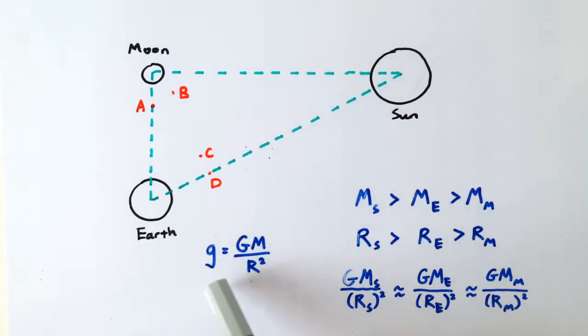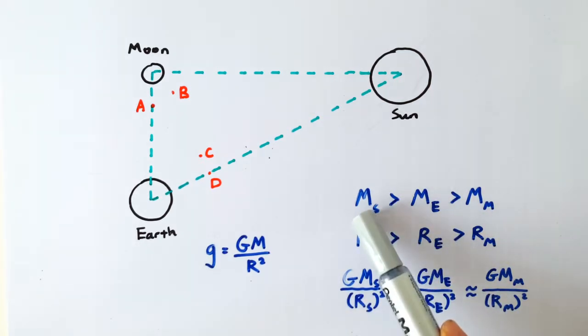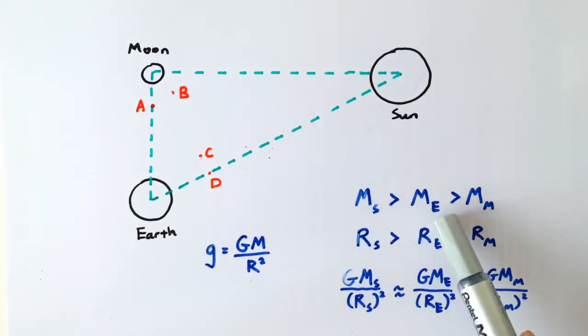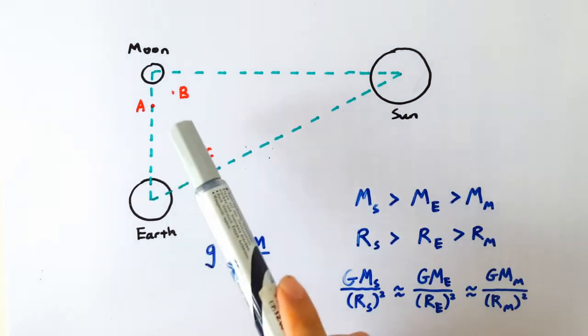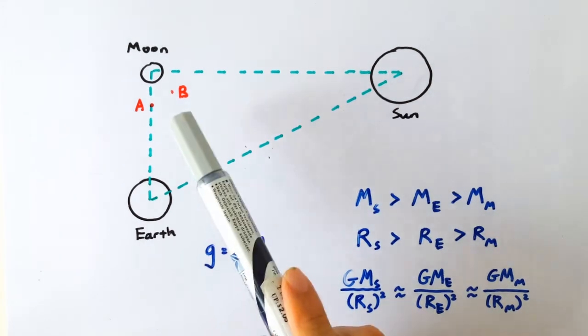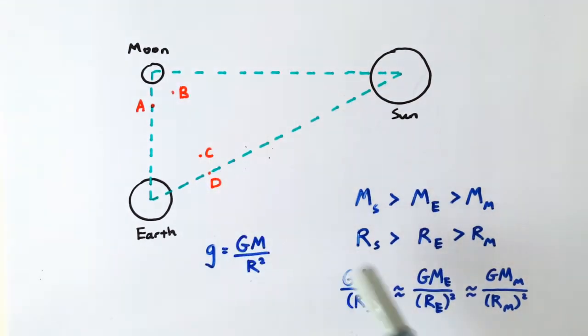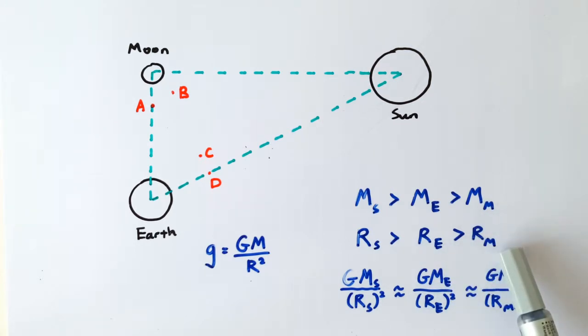Okay, we know that the gravitational field strength is directly proportional to the mass, but inversely proportional to the square of the distance. The mass of the Sun is much larger than the mass of the Earth, which is much larger than the mass of the Moon. So, we know that the neutral point should occur at a location where the distance to the Sun is much larger than the distance to the Earth, which is much larger than the distance to the Moon.